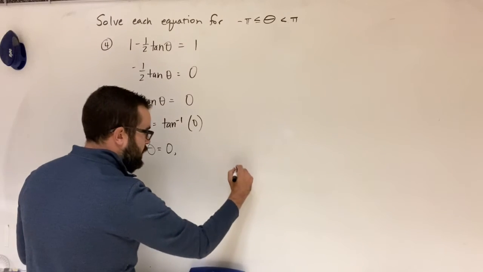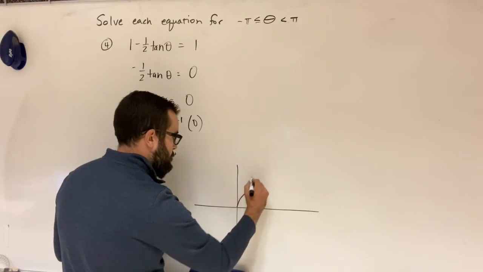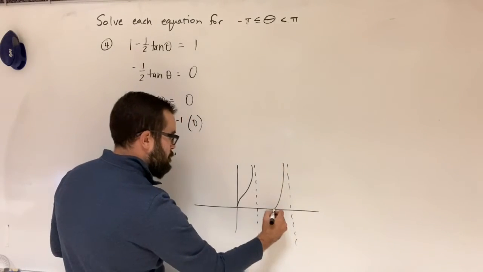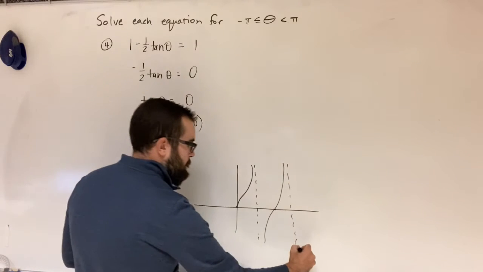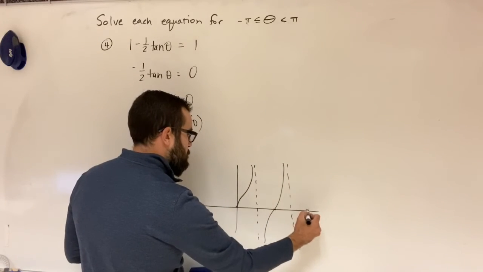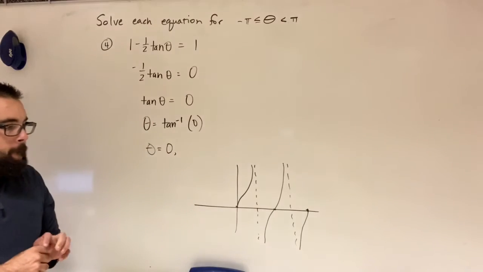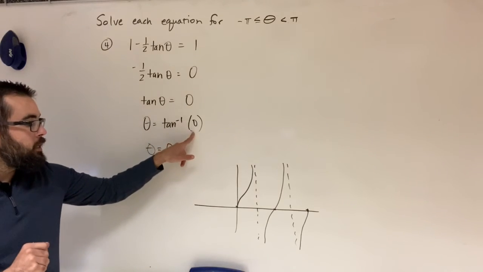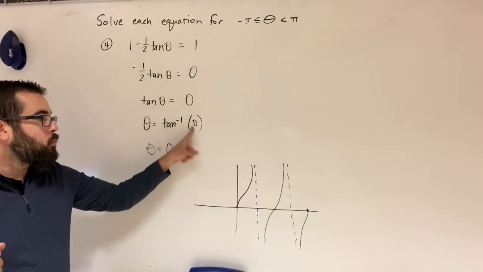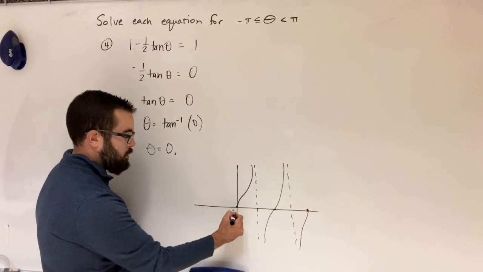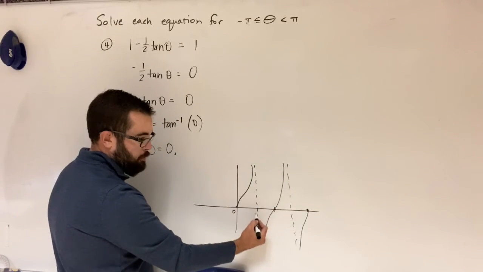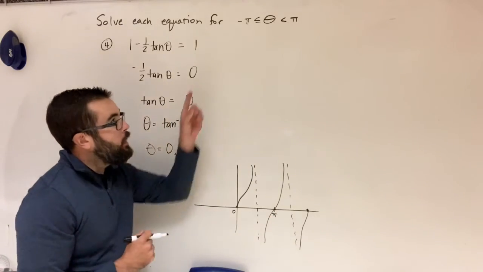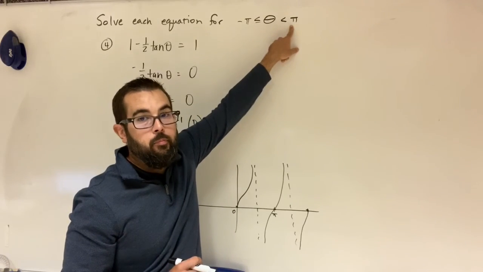Now, if you remember the graph for tangent, there's the graph of tangent. So the inverse tangent of 0 says, what's the x value that corresponds to a y value of 0? So this is 0. This is pi over 2. This is pi. Okay, now, are we within this interval?